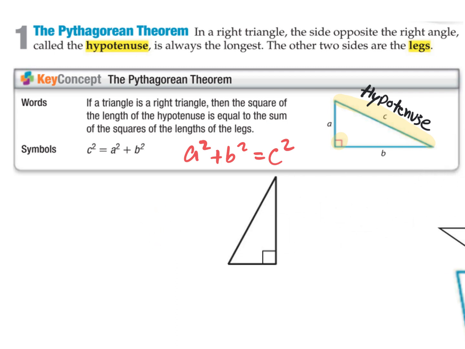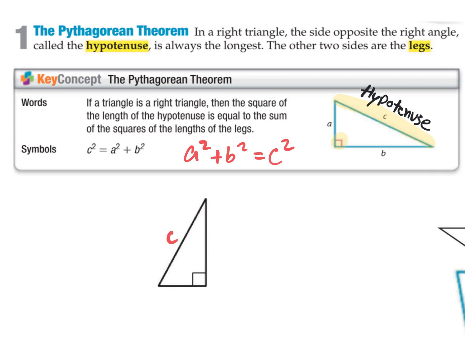So on this triangle right here, which one would be the c value? Would it be this one? Yes or no? No? How about this one? Yes or no? Yes. Why? Because it's opposite of the 90-degree angle. Here's your 90-degree angle. Opposite of it would be the hypotenuse. So this would be the c value right here, okay? Because it's opposite of the 90-degree angle.